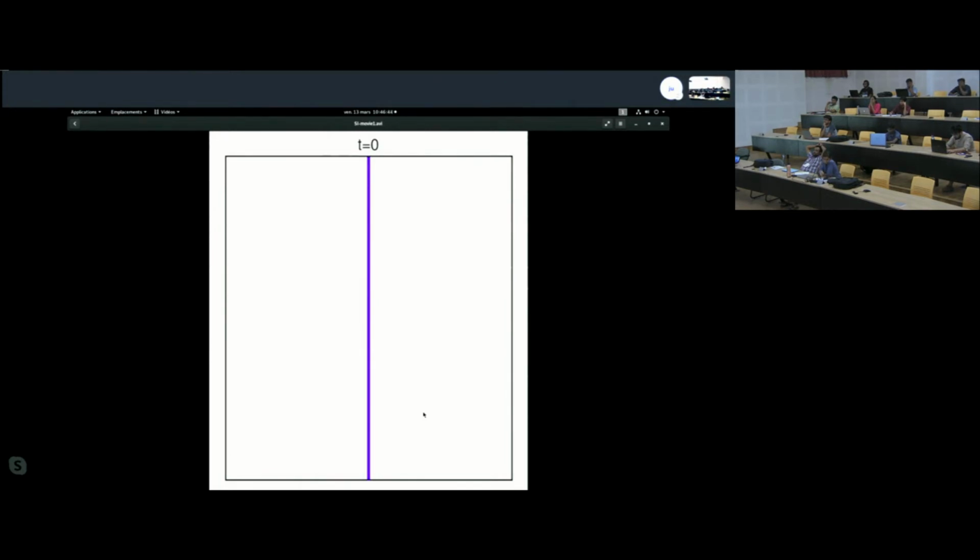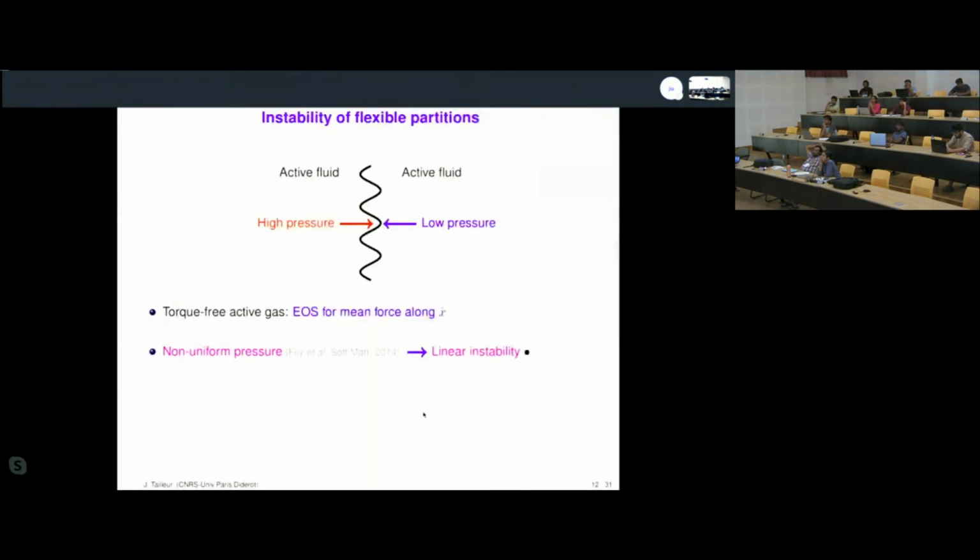At t equals 0, the flexible partition is flat. As time goes on, you see that an instability develops. And if you wait long enough, you basically get a coarsening, and at the end you get a single period of this instability. Remember this shape, because I will show it to you in experiments in a minute.